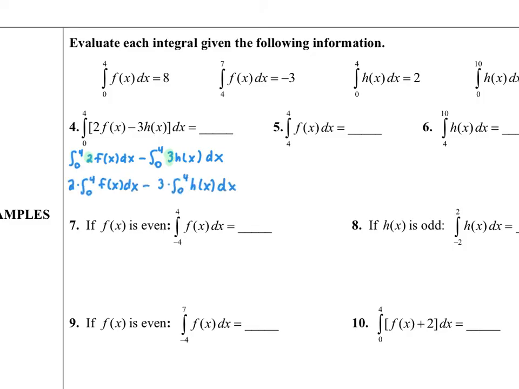Once I do that, I can see that my integrals are matched up to my known values. This one from 0 to 4 f of x dx is 8. This one over here, 0 to 4 h of x dx, is a 2. And I'm just going to substitute those values in and multiply and subtract, and that's going to be my answer. I get a final answer of 10 for that one.